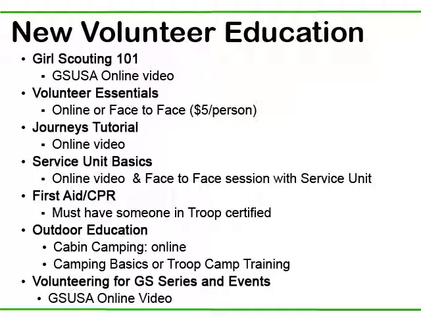First aid and CPR is required. You must have someone in your troop certified for the troop to be able to hold meetings and have outings. Outdoor education is required whenever you want to go overnight and stay on a property. Cabin camping comprises an online home study and does not allow you to build a fire or a shelter. Camping Basics or Troop Camp training requires a pre-session, a webinar, and an overnight at a cost of approximately $10 per person. This training allows you to go overnight and create a campfire or build a tent or a shelter.